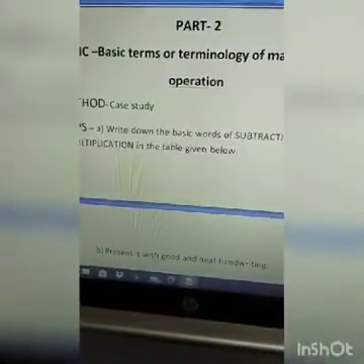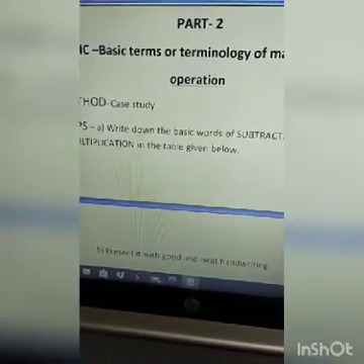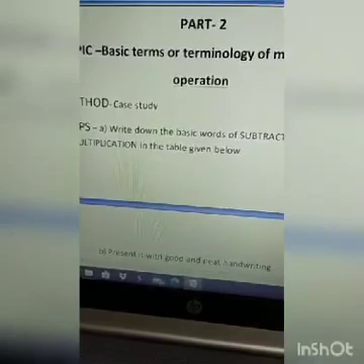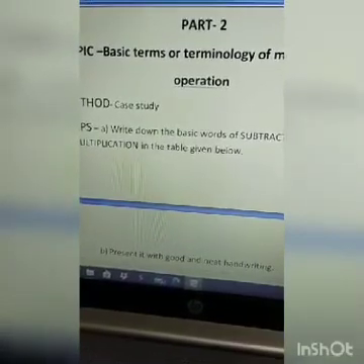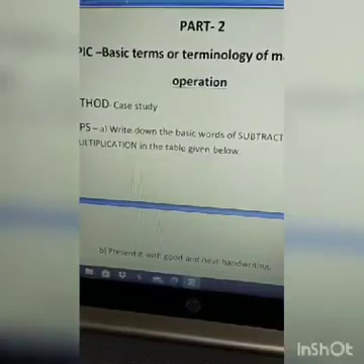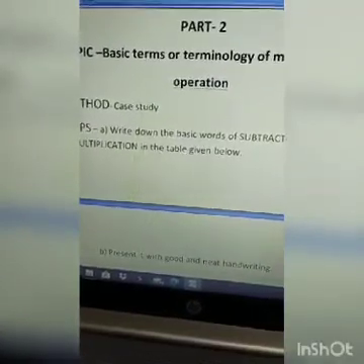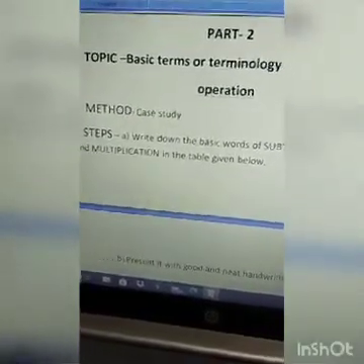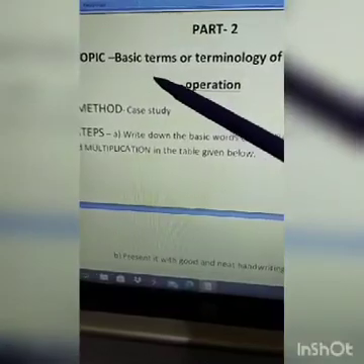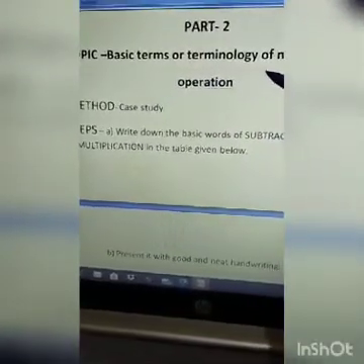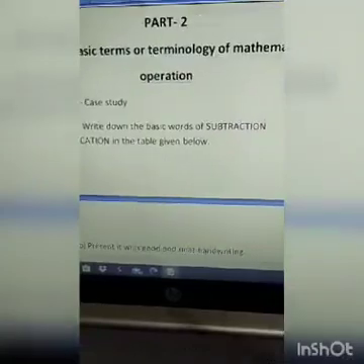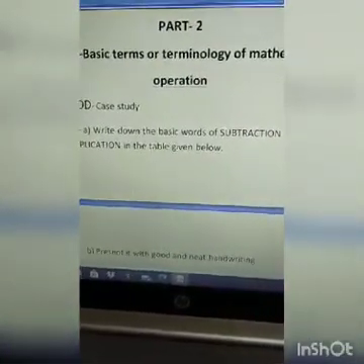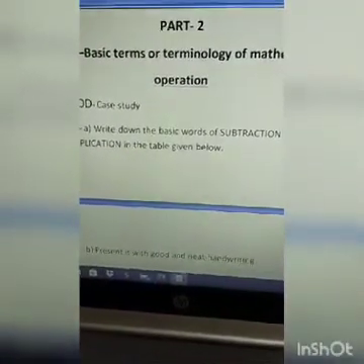Now students, come to the second part of your project. This year's mathematics project, I told you earlier, is divided into two parts. The first part I already discussed, and now the second part of your mathematics project. Topic: check the topic. Basic terms or terminology of mathematical operation. Basic terms you have to write of mathematical operation.